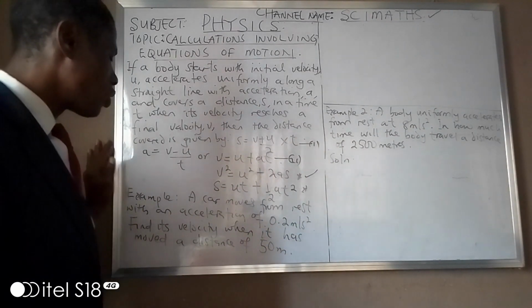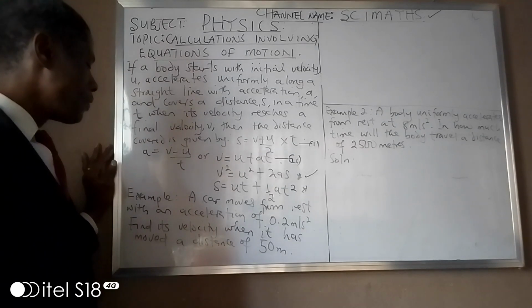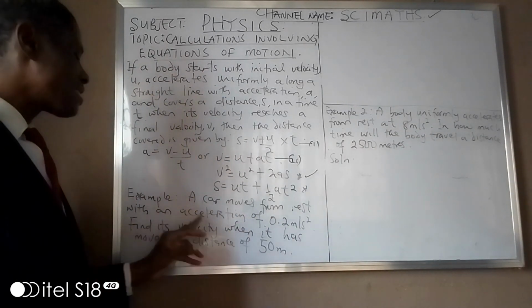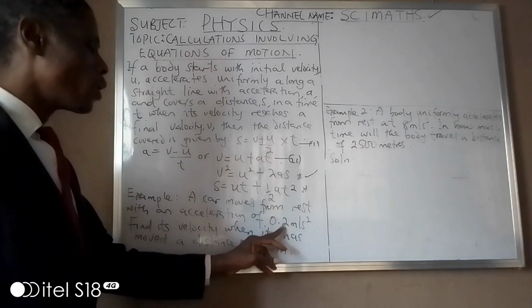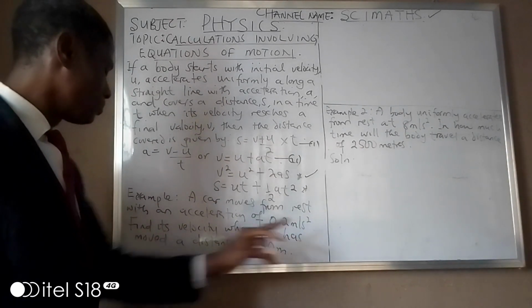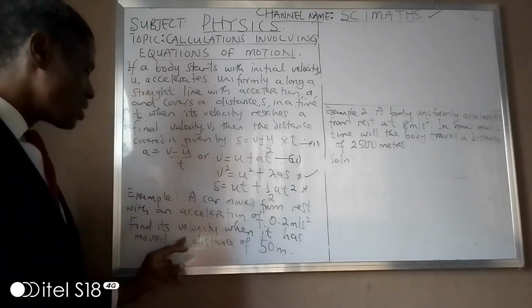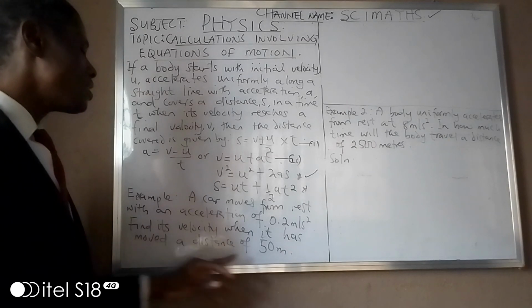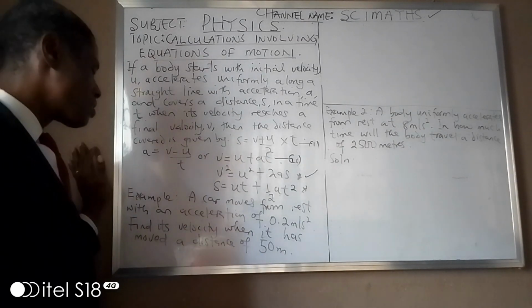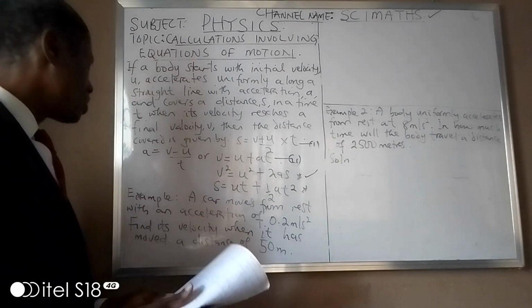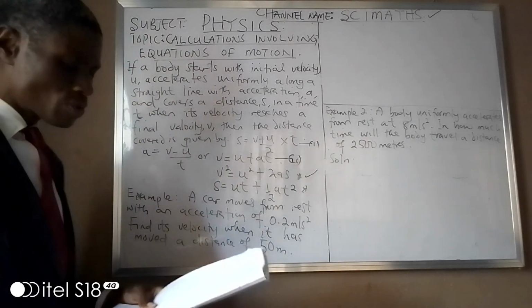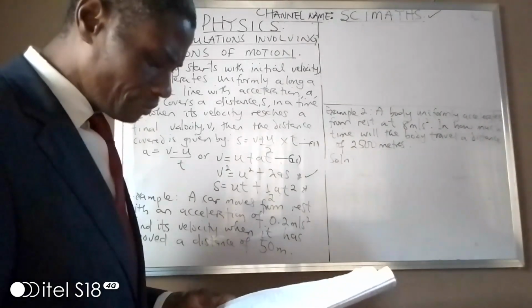Now let us look at how we can apply each of these formulas to solve problems. Take a look at question number 1. We are given that a car moves from rest with an acceleration of 0.2 meters per second squared. Find its velocity when it has moved a distance of 50 meters.